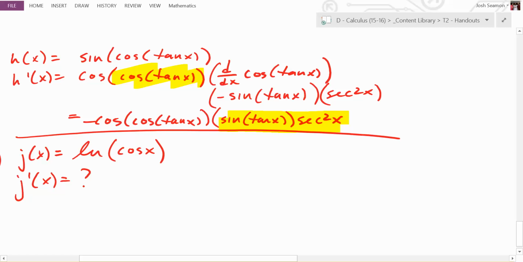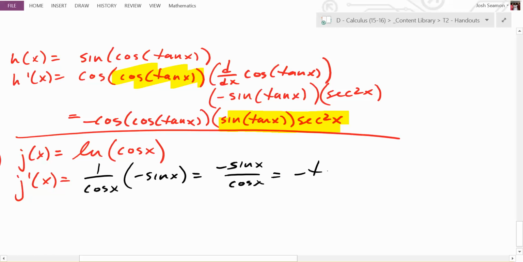What about this one? Anybody do the next one? What's the right derivative? It's 1 over cosine times what? Negative sine of x, right? So what is that? Negative sine over cosine, which is negative tangent x. That's kind of cool. You take the derivative of a natural log of something and it kind of goes away. I think it's pretty cool.